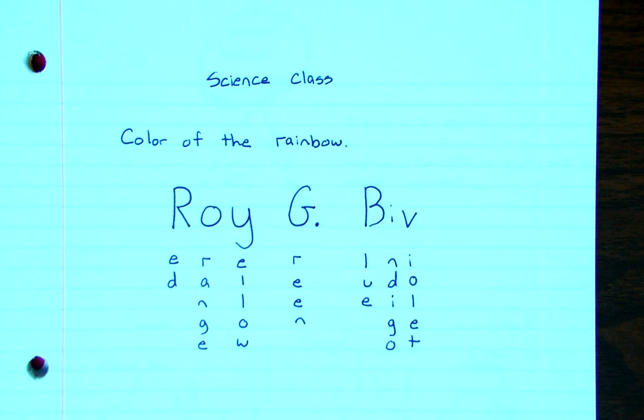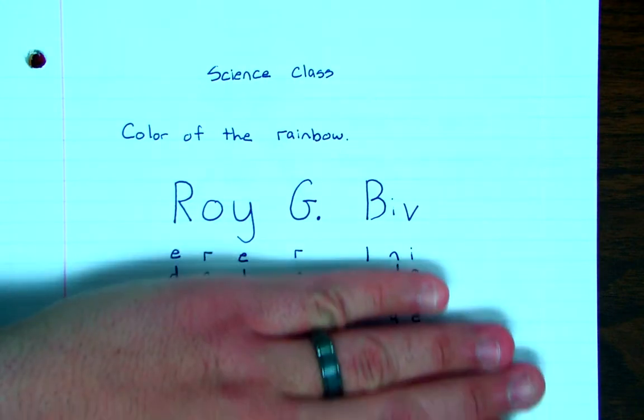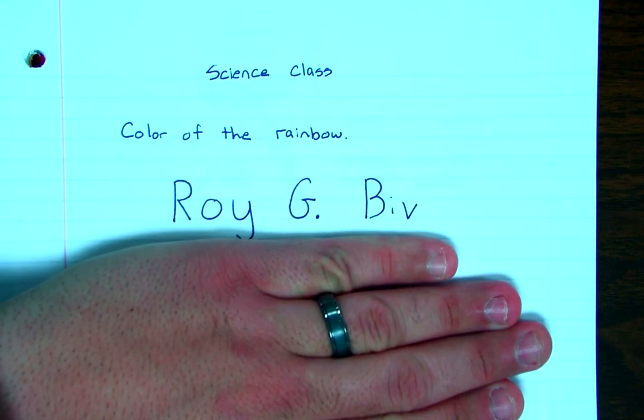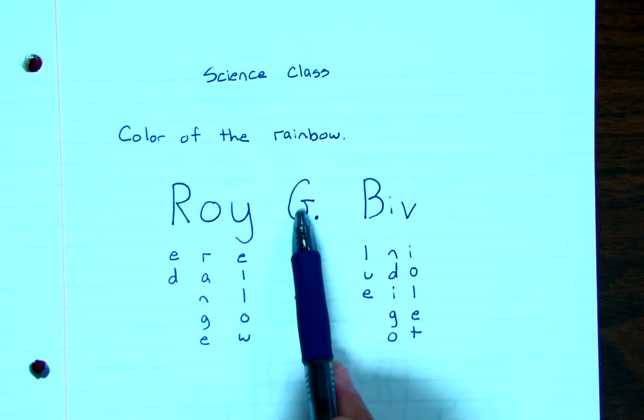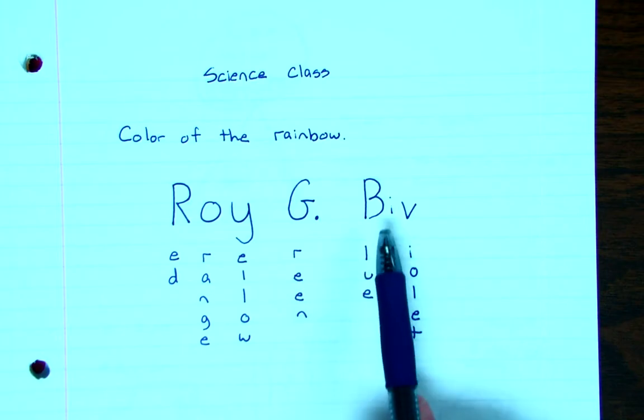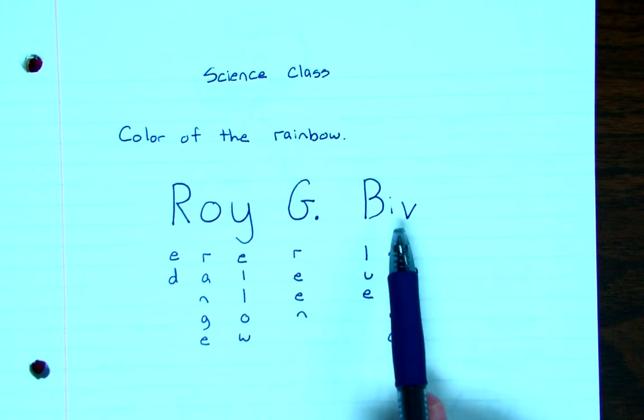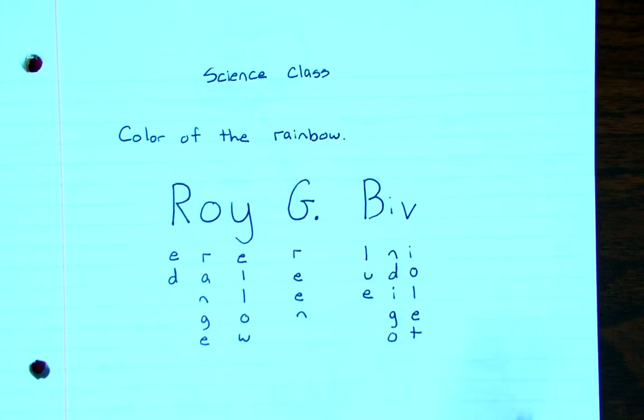There's one in science class, which I remember from when I was a kid. How do you remember the colors of the rainbow? Well, that would be the name Roy G. Biv. The R stands for red, the O is orange, the Y is yellow, the G is green, the B is blue, the I is indigo, and the V is violet. So Roy G. Biv is the colors of the rainbow.